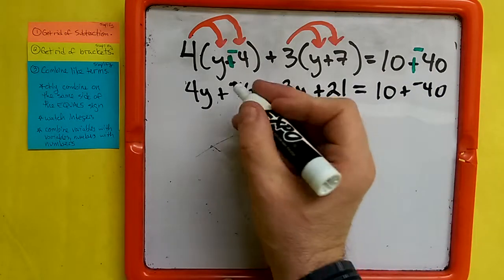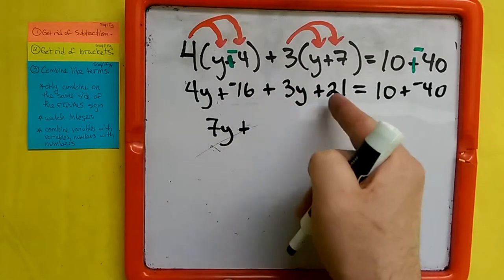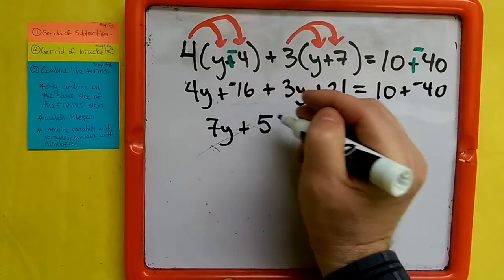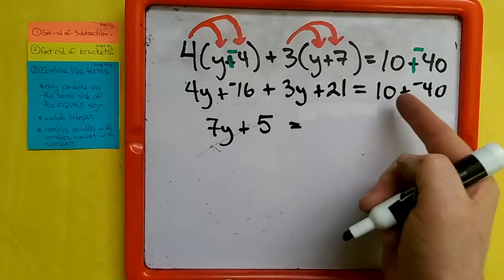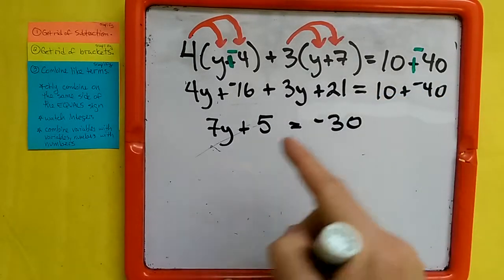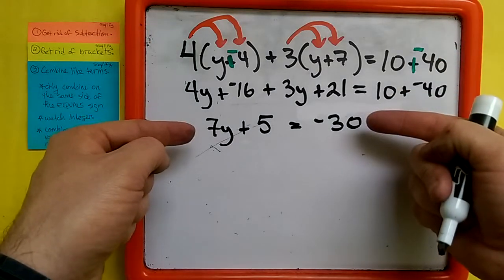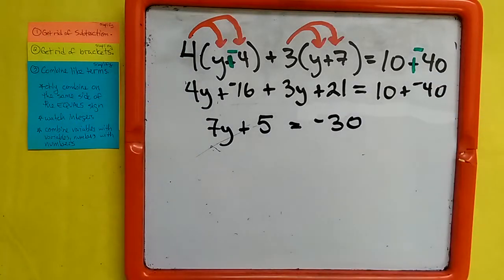So I have 4y and 3y is going to give us 7y. Negative 16 and 21, watch your integers, should give us a positive 5 answer, and we're done on that side. And over here, 10 plus negative 40 gives us negative 30. Now you'll notice how much our question has changed from here down to there. Pretty tricky looking, not that bad anymore. So now that we've done that, this was all our simplifying rules. Let's look at solving now.